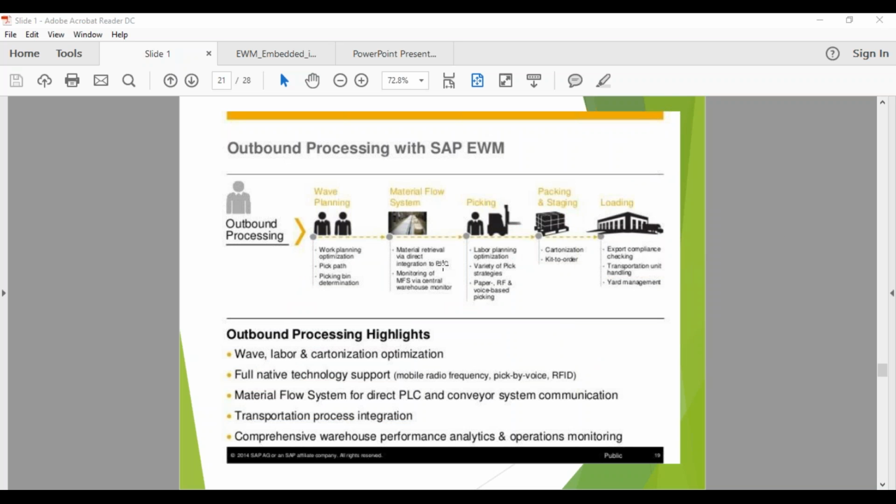In this we have all these things, on the whole, the capabilities of extended warehouse management: work planning and optimization, pick path and picking bin determination, which we have discussed. And the conveyor belt will look like this, and PLC, programmable logic controller, can handle that. And then monitoring: the warehouse monitor will be there also. I'll show you that warehouse monitor also. In this one you'll be able to see all the things which are available.